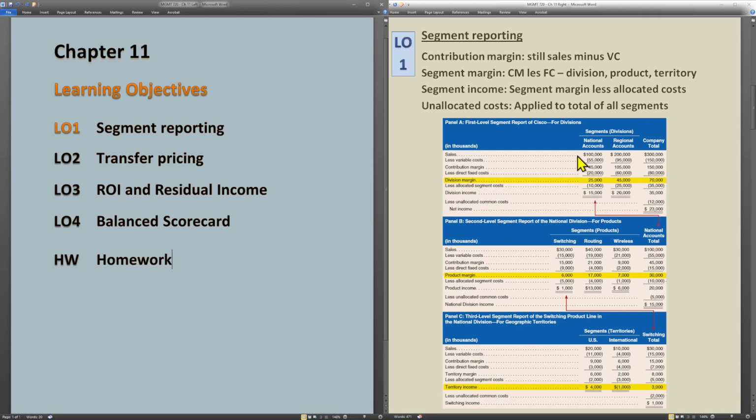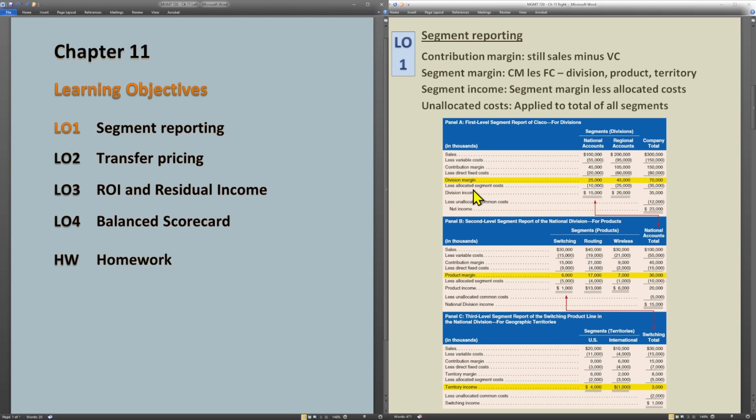So just remember, it's sales less variable cost equals contribution margin per product or per separation, whatever the segment is. So there's a segment contribution margin, then less the direct fixed cost for that particular segment is the segment margin. Now, depending upon what you call that segment, a division or product or territory, it could be any of those. And then we have direct costs. In other words, those are the costs that are used by this particular segment.